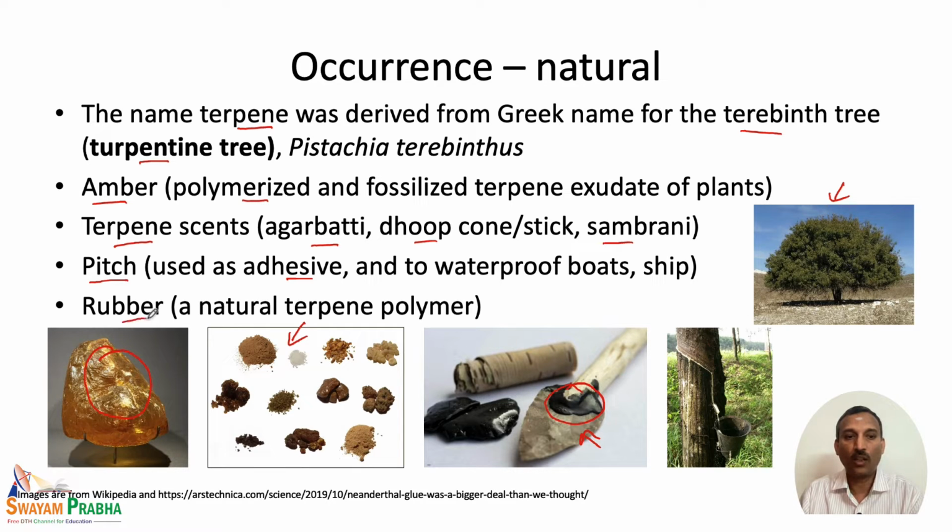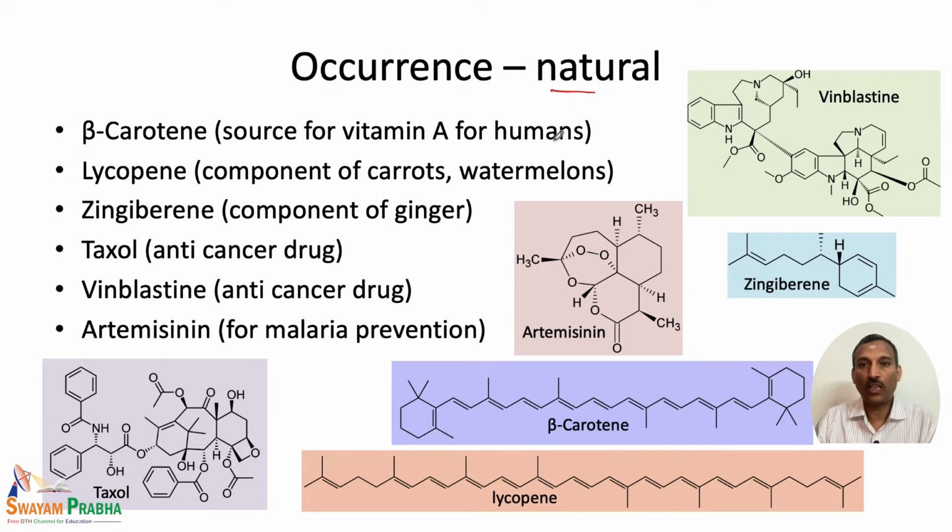And rubber, as all of us are using it on a regular basis, is basically a natural terpene polymer, and this actually comes out as a white liquid from a plant. The rubber tree gives this white liquid, and this is where the rubber is present. So naturally many of these terpenes occur in plants. And if you look at the chemicals that are present in these kinds of compounds, say for example beta carotene is the source of vitamin A for all humans, and it has the structure as shown here.